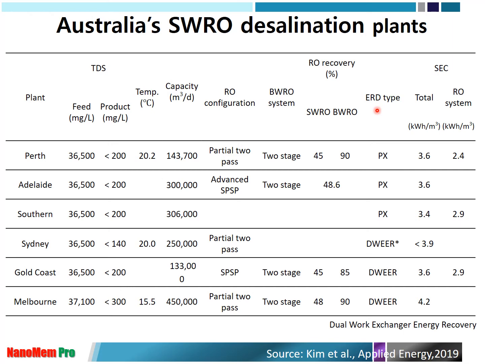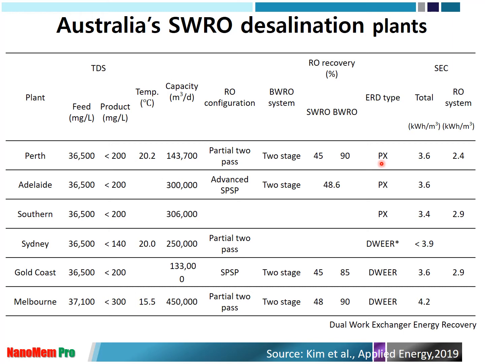Now the energy recovery device. We have two types of energy recovery device. If you look at the Perth, Adelaide, and Southern desalination plants, they utilize pressure exchangers. And Sydney, Gold Coast, and Melbourne utilize the dual work exchanger energy recovery device. Each energy recovery device has its own advantages and disadvantages. Nowadays the pressure exchanger's overall efficiency is better than the dual work exchanger. So people mostly utilize pressure exchangers, and this is the most recommendable.